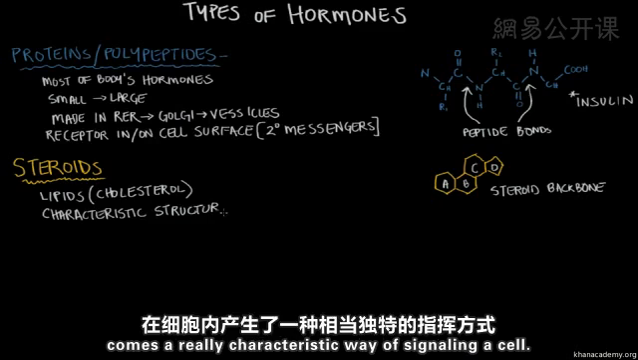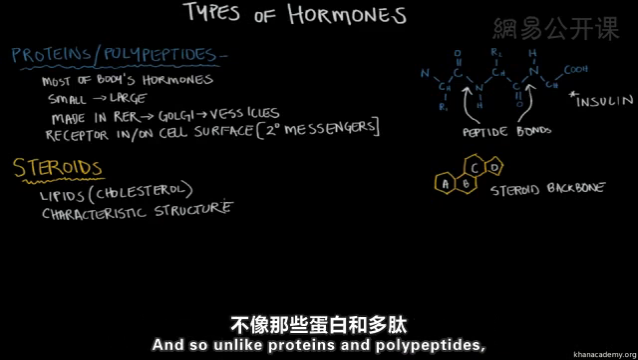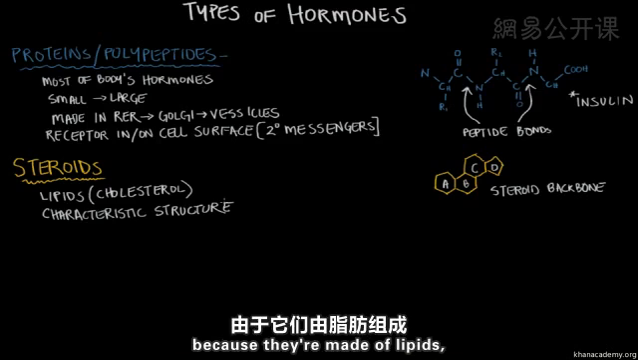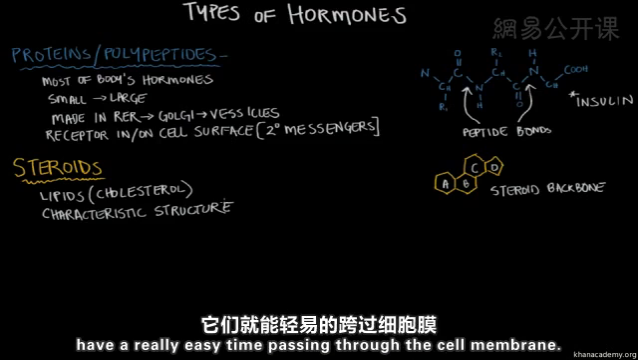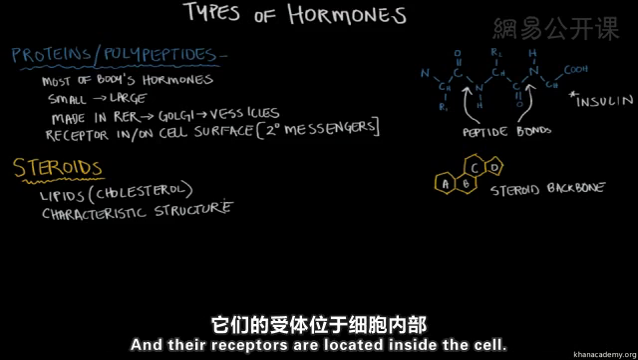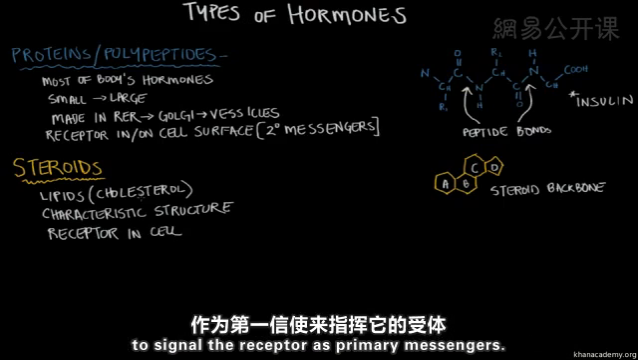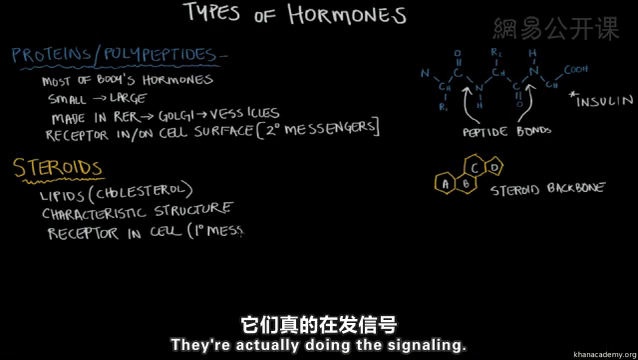comes a really characteristic way of signaling a cell. And so unlike proteins and polypeptides whose receptors are on the cell surface, steroids, because they're made of lipids, have a really easy time passing through the cell membrane, and their receptors are located inside the cell. And so steroids usually go all the way inside of the cell to signal their receptor as primary messengers. They're actually doing the signaling.